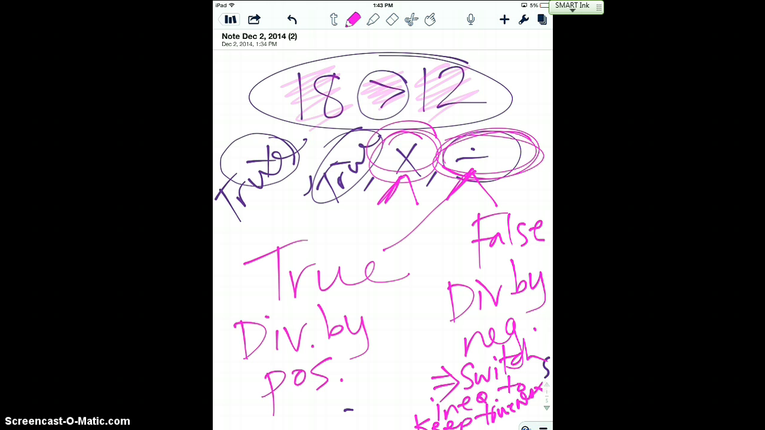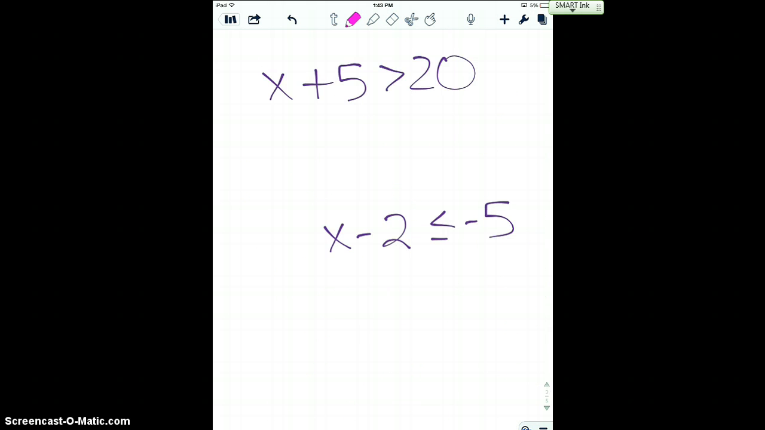Okay, deep breath. Let's look at some of these. These are ones that we actually need to solve, but we're not going to do the entire thing to solve it. We're just going to look and say, will the inequality remain true when we solve it? Here's one that you're used to solving. We did this in class.